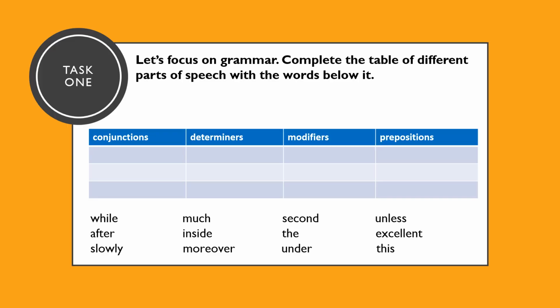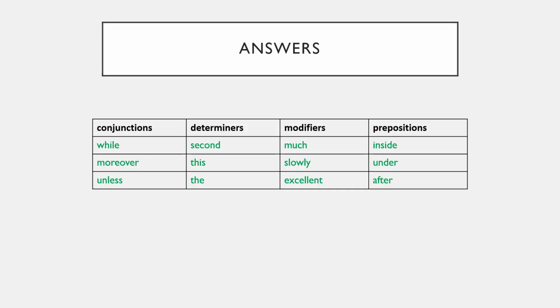Now it's time for a task. Let's check your understanding of some grammatical terms. Complete the table of different parts of speech with the words below. If you're not sure about the meanings of any of these terms, you might want to look them up in a good grammar resource. Pause the video and press play when you've finished the task. Okay, so pause the video while you compare your answers. As I've mentioned, if you're unclear about any of these grammatical terms, take a moment and look them up in a good grammar resource. Press play when you're ready to continue.